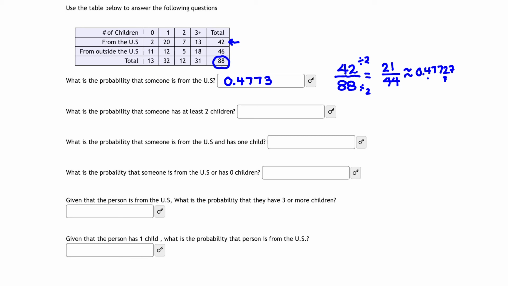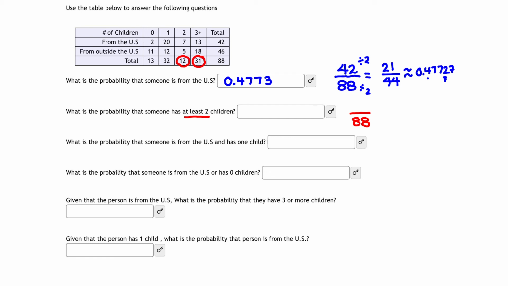In the second question, we're asked, what is the probability that someone has at least 2 children? All right, so let's go back to our table. What is the probability that someone has at least 2 children? Well, again, how many total people are we considering? Well, there's 88 total people, so that's our denominator. And the probability that someone has at least 2 children, well, that means we want to look at the probability that someone has 2 children or the probability that someone has 3 plus, right? In both of those cases, someone has at least 2 children.